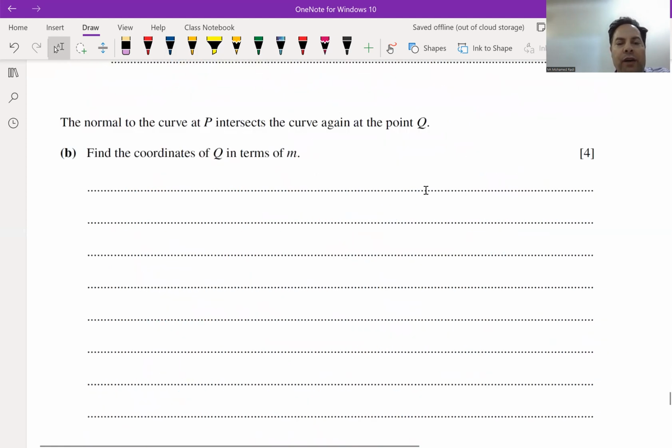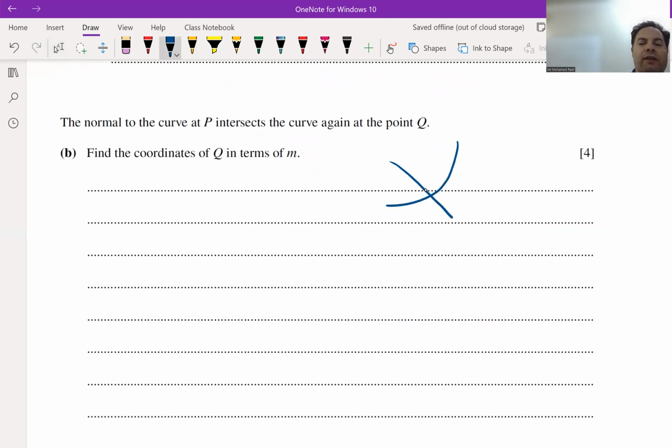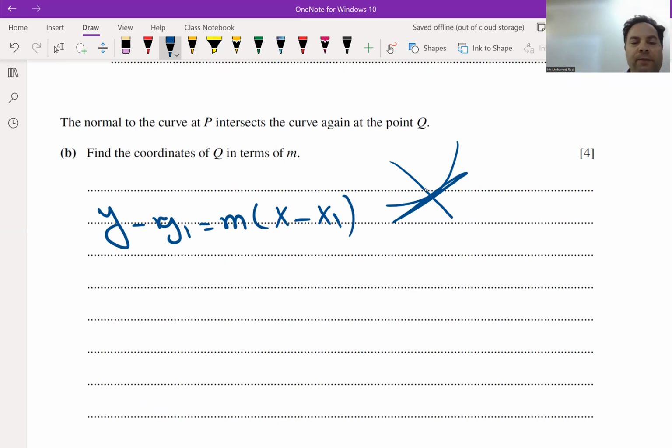The normal to the curve at P intersects the curve again at point Q. The normal to the curve, how to get the equation of normal? Negative reciprocal of the gradient. The equation is y minus y1 is equal to m(x minus x1). This is the general equation of any straight line.